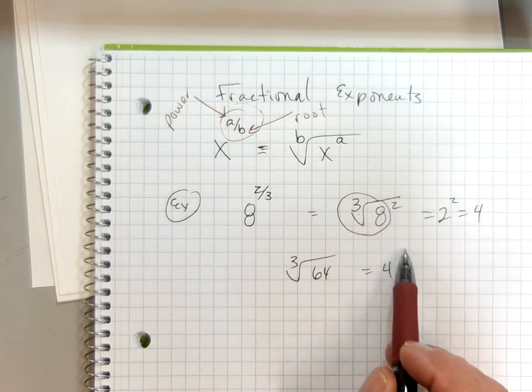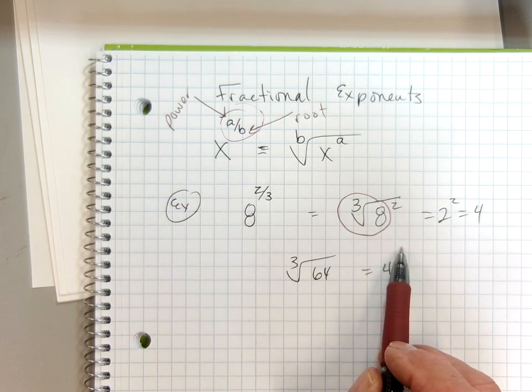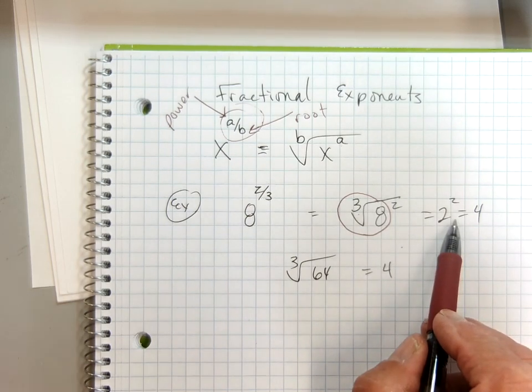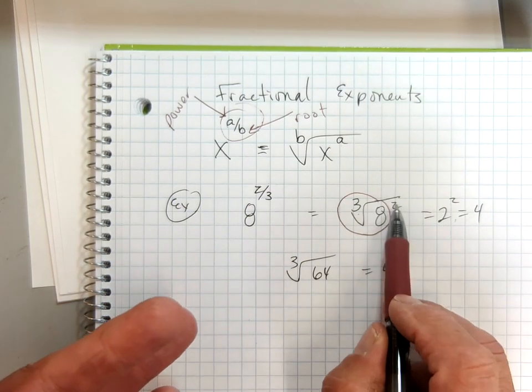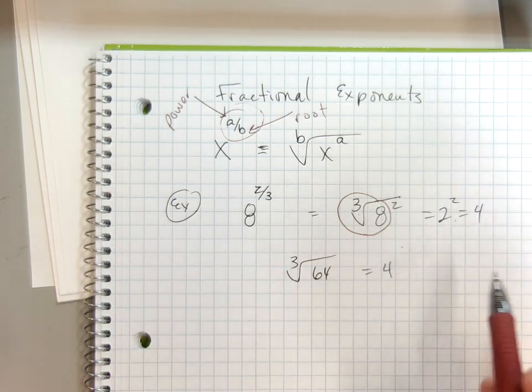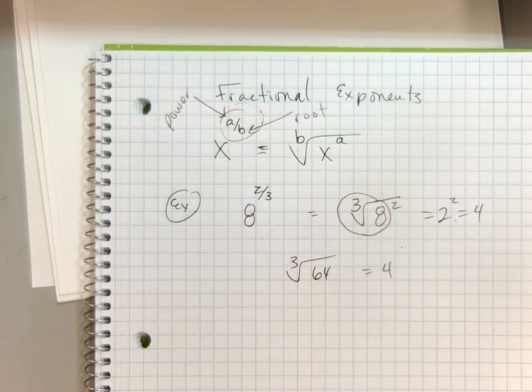I have to do one or the other, so I took the cube root of 8, gave me 2, because 2 times 2 times 2 is 8. And then I went 2 to the second power. 2 to the second power is 4. And you can do it another way, okay? So that's what I have for today.